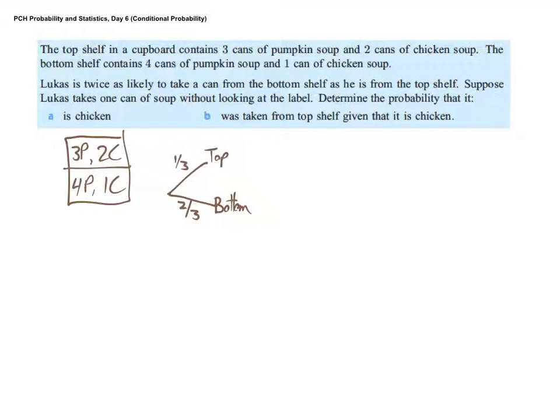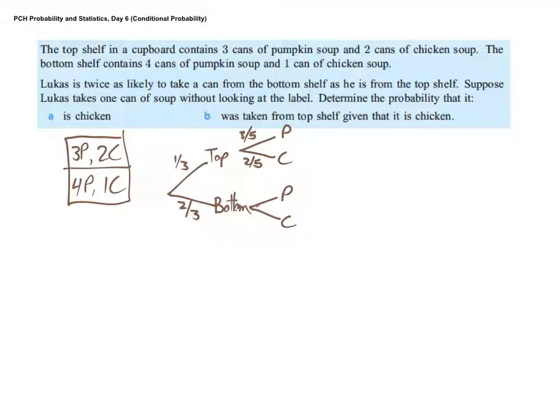Now, here's where we look at what's on each shelf, because on each shelf there's another decision. Does he grab a can of pumpkin or a can of chicken? Let's think through our probabilities. On the top shelf, what's the probability that he picks a can of pumpkin soup? 3/5. And the probability he picks chicken? 2/5. By the way, 3/5 and 2/5 add up to 1. Every branch of your tree, every choice here, should add up to 1, just like 1/3 and 2/3 added up to 1.